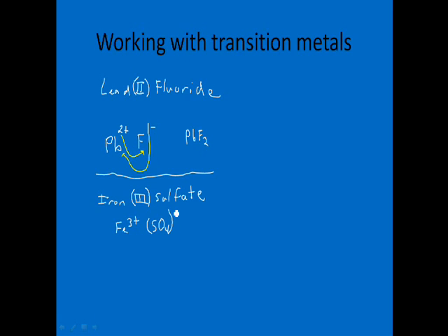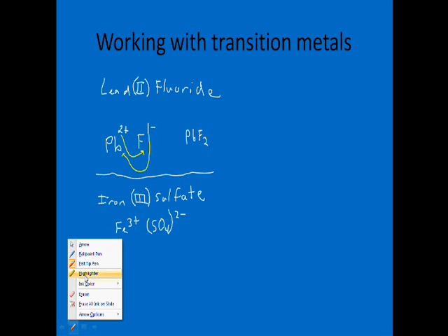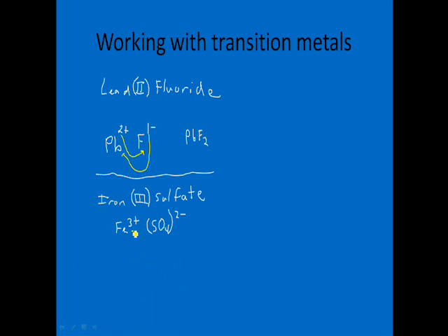Crisscross method tells me I'm going to need 2 things that are 3 plus, and 3 species that are 2 minus. That gives me a plus 6. That gives me a minus 6. Again, they're going to add up to 0. My formula for iron 3 sulfate is Fe2(SO4)3.